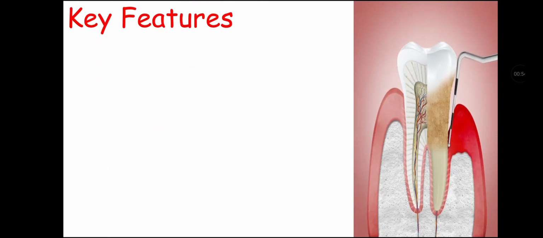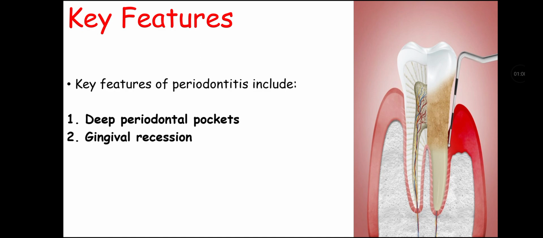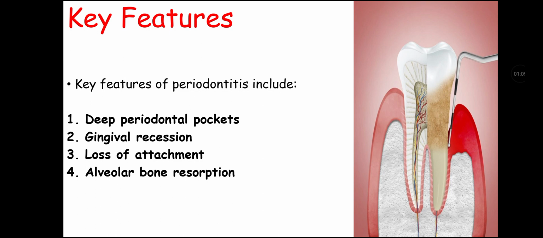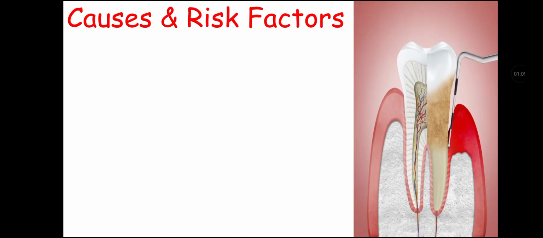Now let's talk about key features of periodontitis. Key features of periodontitis include deep periodontal pockets, gingival recessions, loss of attachment of gingiva, alveolar bone resorption, and tooth mobility is also a characteristic feature of periodontitis.